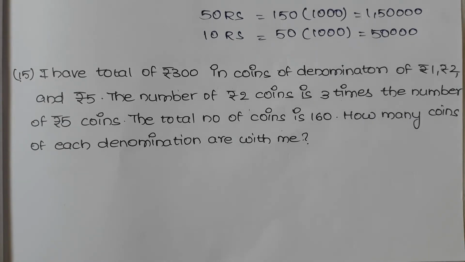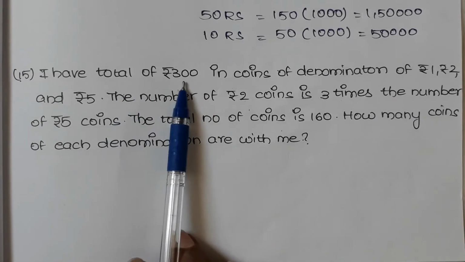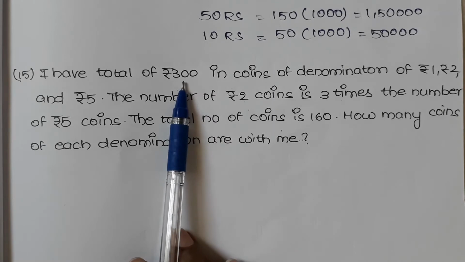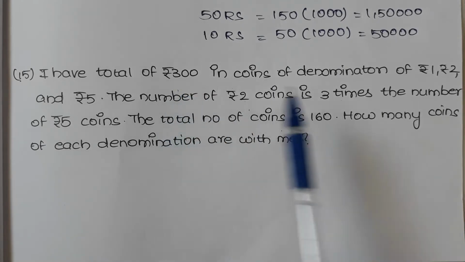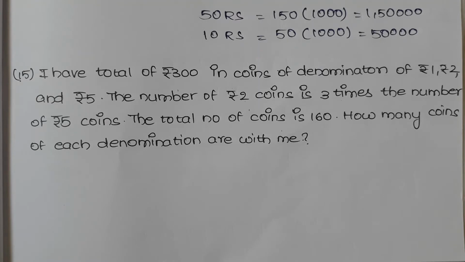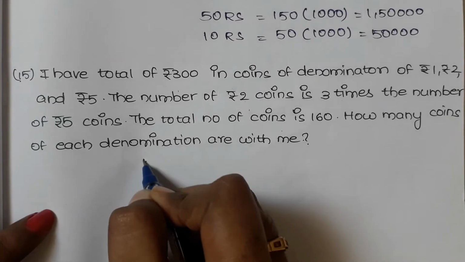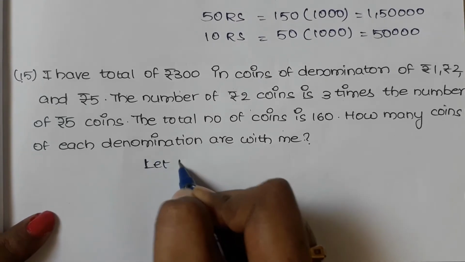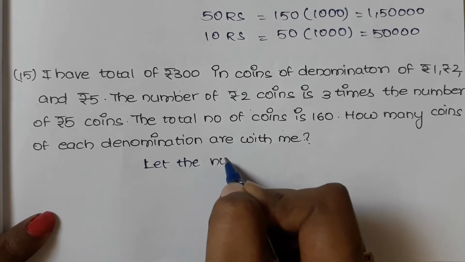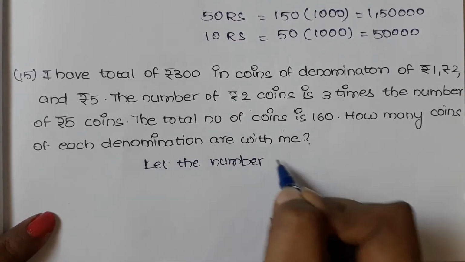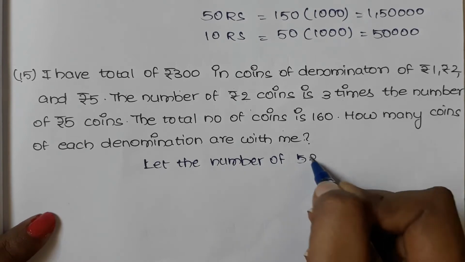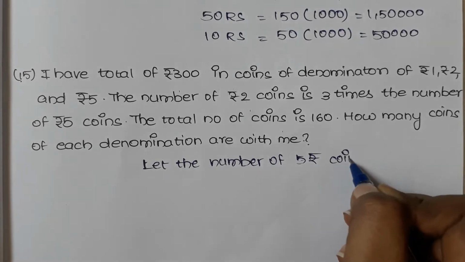Here I have 300 rupees in my hands in coins, and I have 1 rupee coins, 2 rupee coins and 5 rupee coins also. Now let us assume the number of 5 rupee coins is x.